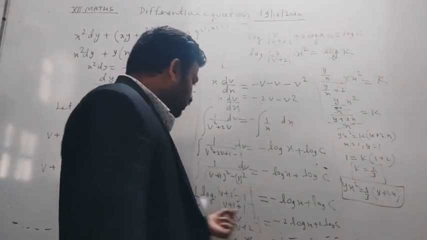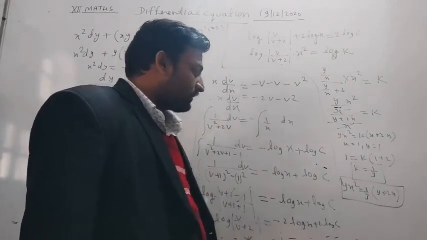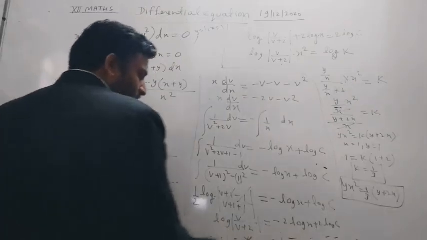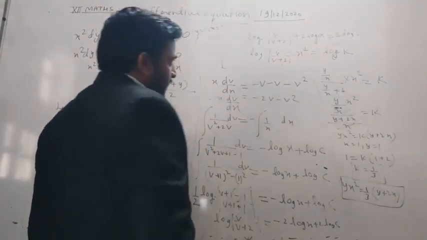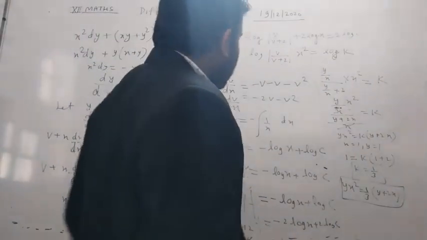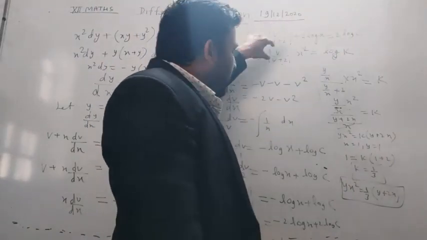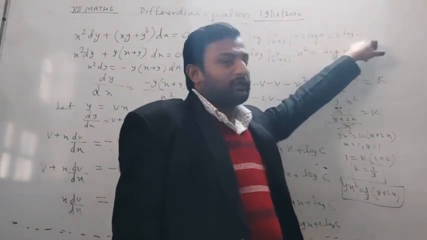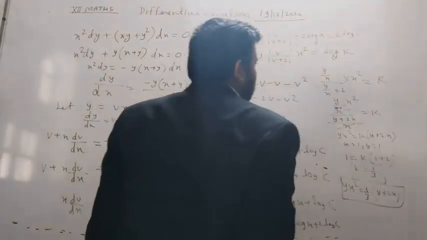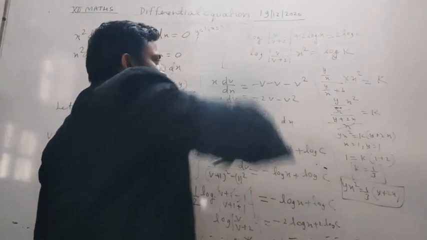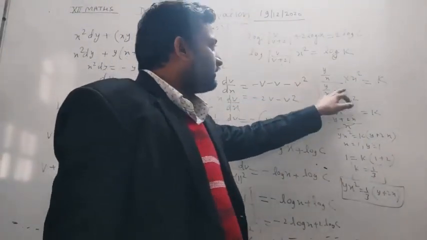Now send this 2 to the right hand side, we are getting log of b by b plus 2. Now take this to the left hand side, here we are getting 2 log x and log c. Now this will be log x², so log m plus log n is log of m into n, and here this is log c². So c² we can write what? Take constant k, and this log and log will reduce from here. Now put the value of b, which is y by x, okay.